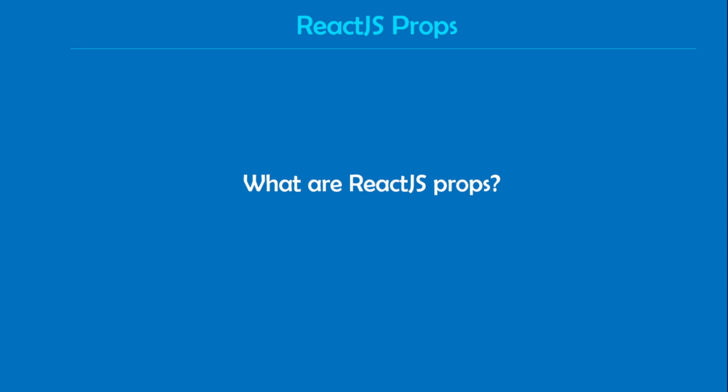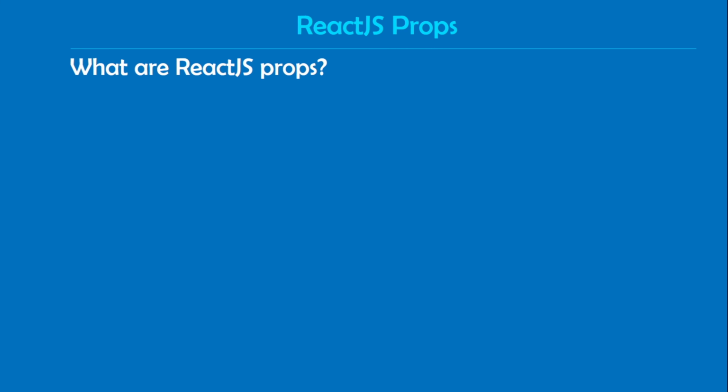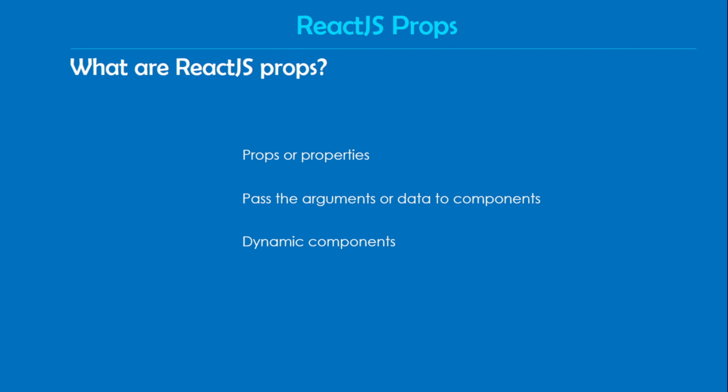What are props? Props is nothing but short form of properties in ReactJS. Props allows users to pass the arguments or data to the components. This happens via HTML attributes. We can pass additional information from parent component to children components by using props. Props helps to make components more dynamic.